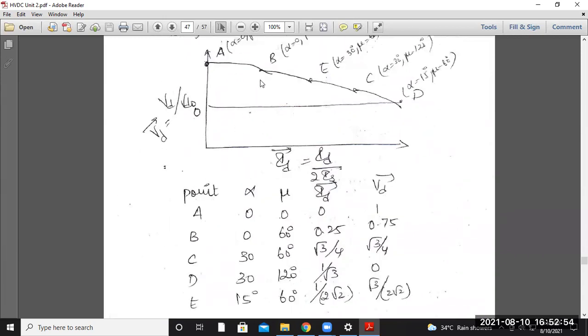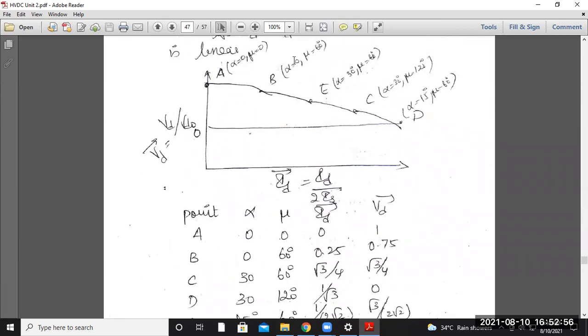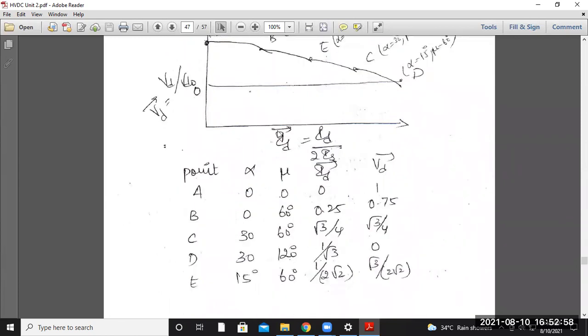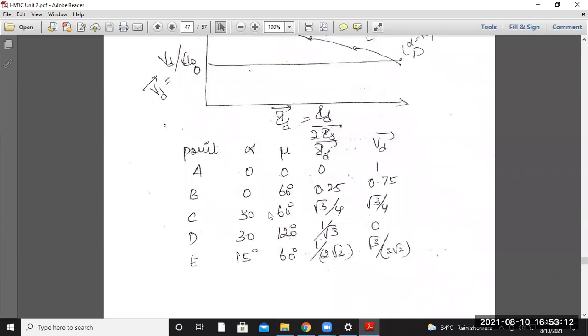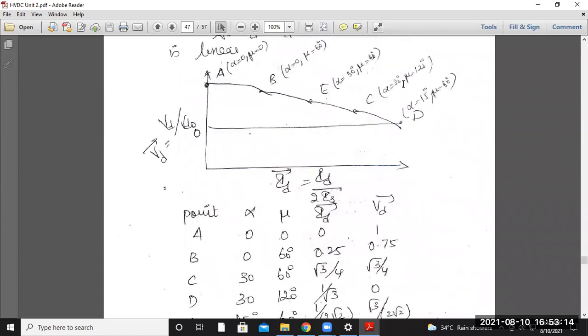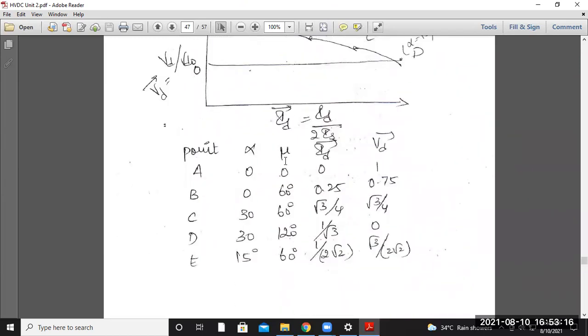But at point b, alpha is 0 but mu is 60 degree. So putting in the values of alpha and mu, you will get the id vector as 0.25 and the vd vector as 0.75. In the similar manner, for point c, you will get alpha equal to 30 degree and mu equal to 120 degree.